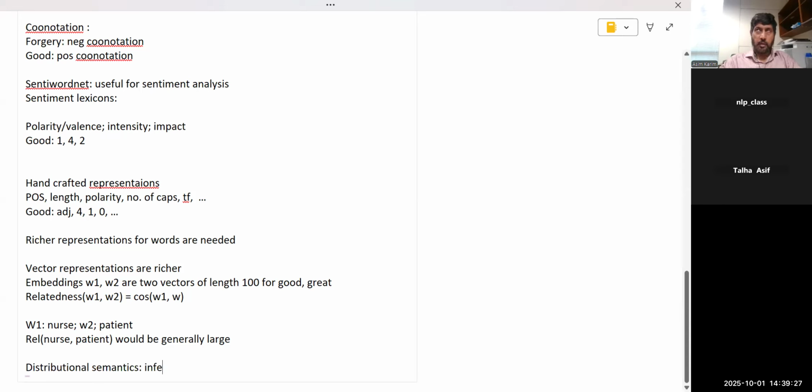Meaning that inferring meaning from their usage in context. ठीक है? So that is, the first idea was vectors, meaning the richer representation.